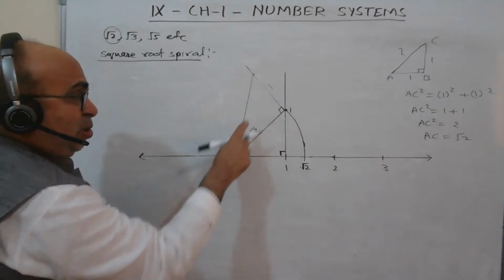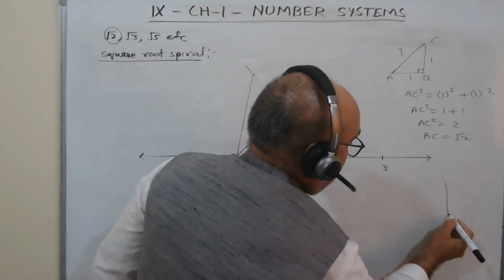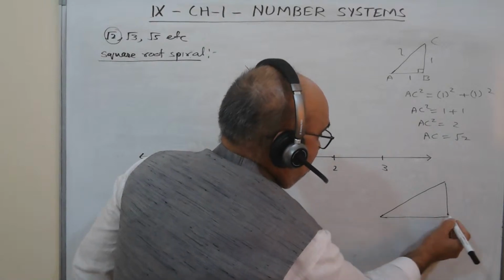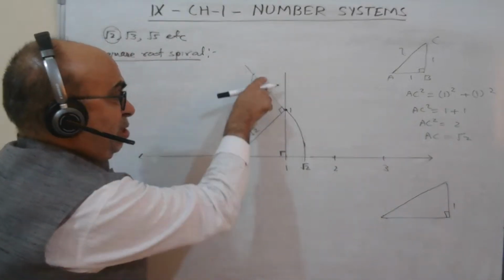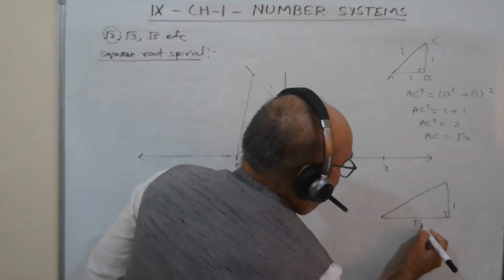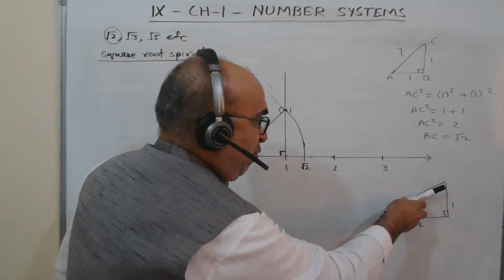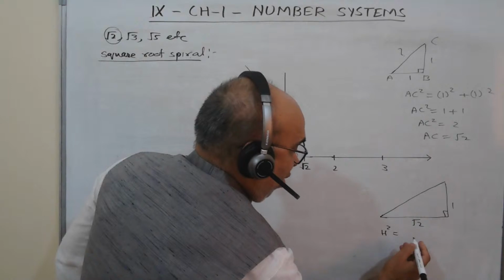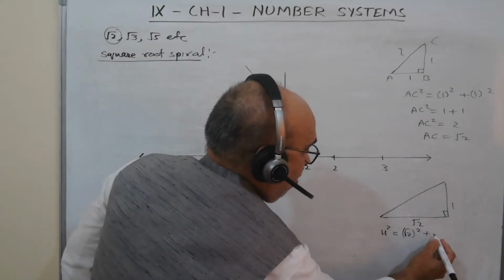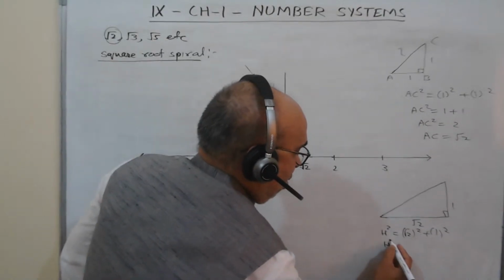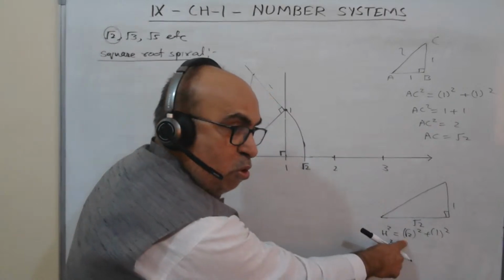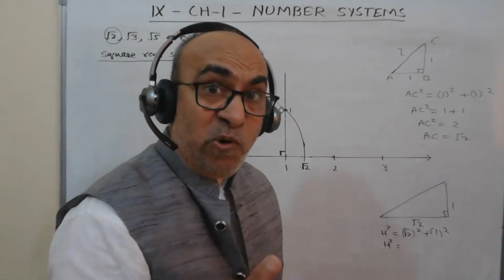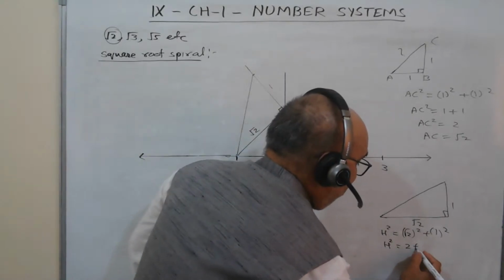Now again it is a right triangle. So if I draw this right triangle here, this is 90 degrees, one side is 1 and the other is square root 2. Again, if you use Pythagoras theorem, the hypotenuse squared is equal to the square of this side plus the square of this side. Square root 2 whole squared is square root 2 into square root 2, that is 2, and 2 plus 1.